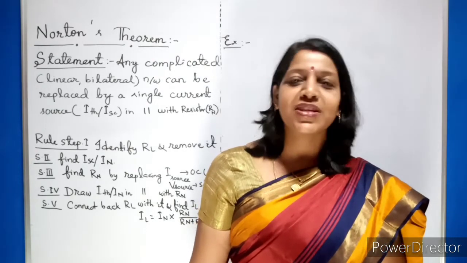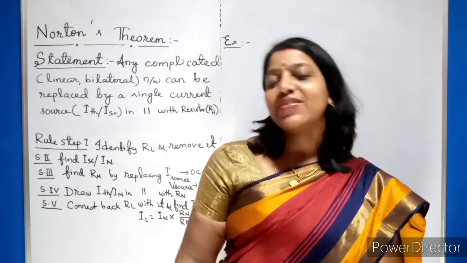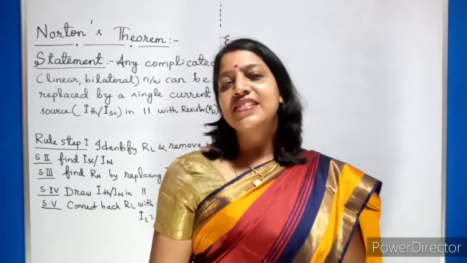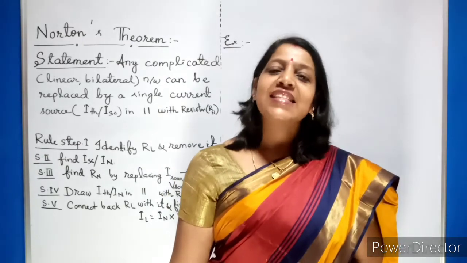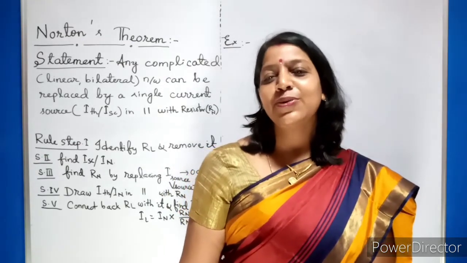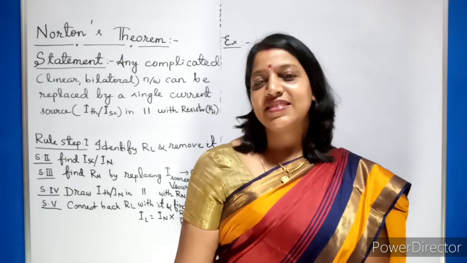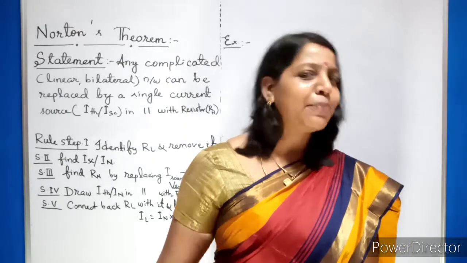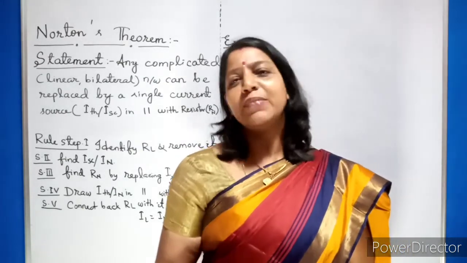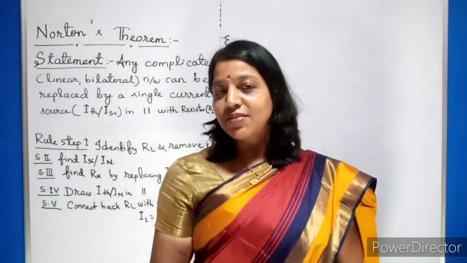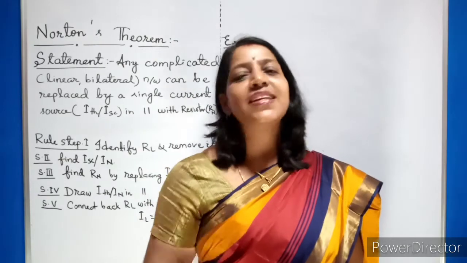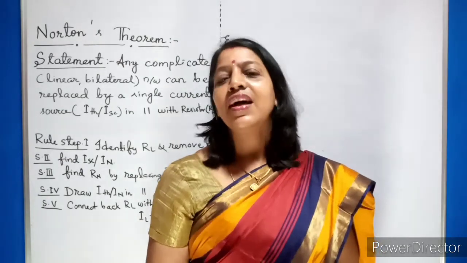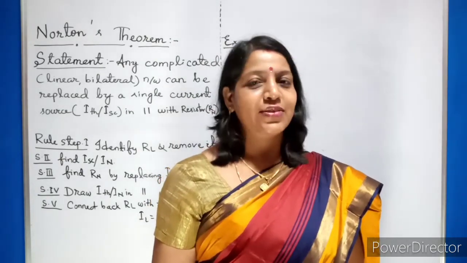Here I want to mention that your Thevenin's resistance and Norton's resistance are both the same. The way you find Thevenin's resistance, the same method you use to find Norton's resistance. Okay, now simple. Any complicated network, complicated meaning linear bilateral, what conversion are you going to do? Simple: a current source in parallel with a resistor. That's all. That will give you Norton's equivalent circuit.